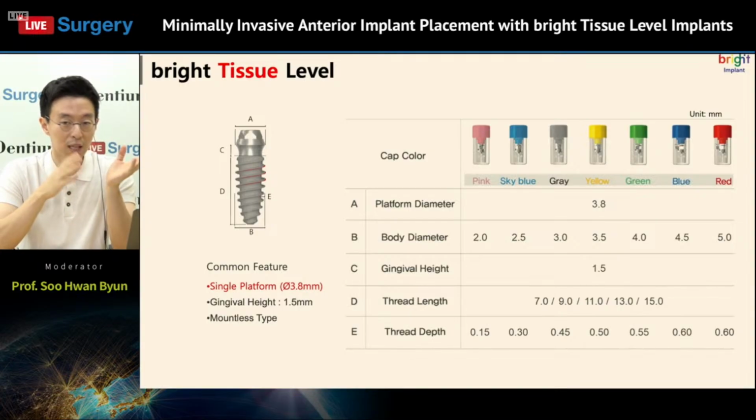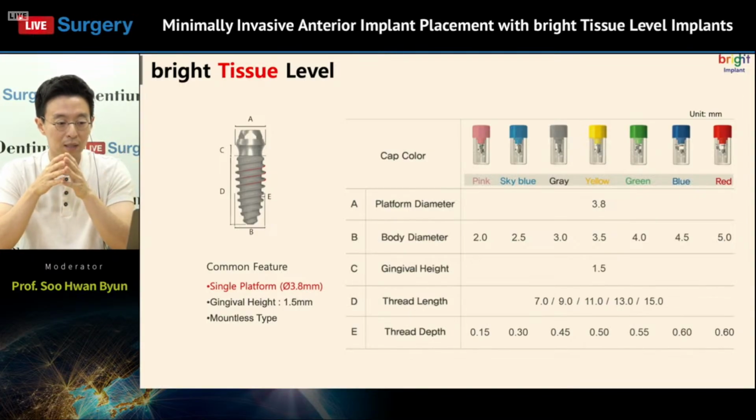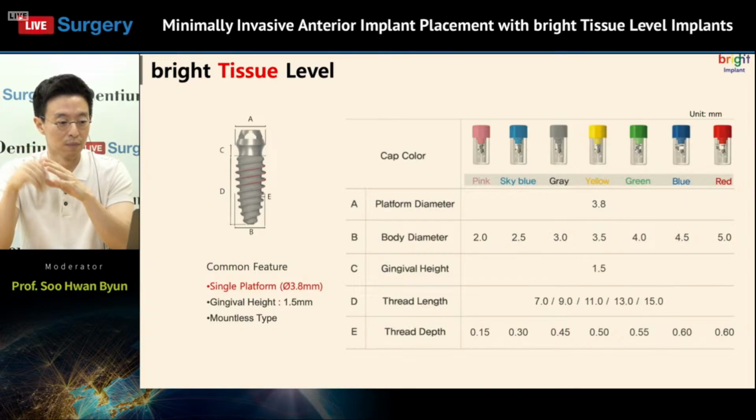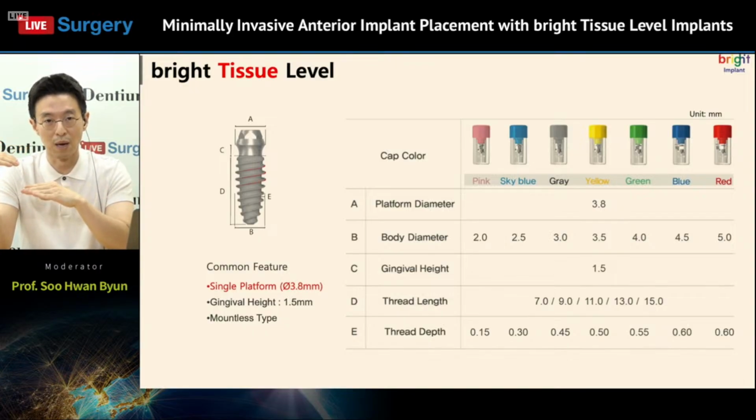In the tissue level fixture, 7B has a 1.5 millimeter bursting surface at the upper area and a 5.5 millimeter SL surface. So we can use the 7B tissue level fixture as a 5.5 millimeter length fixture. So we can use it in the posterior area without sinus augmentation, and in the atrophied posterior mandibular area.